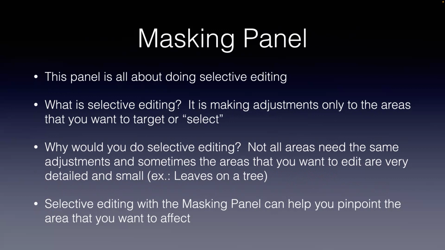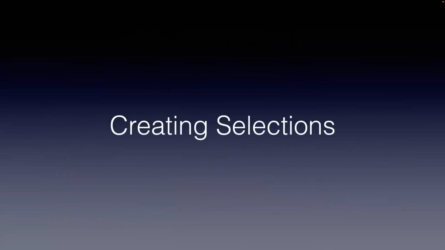We're going to learn how to use the masking panel to really select just the part of that image that you want to edit. Sometimes it can be a very small and detailed area, such as leaves on a tree. You might want to edit that, yet you don't want to affect the background or the sky that's behind it. So we want to be able to just work on the leaves on that tree. Selective editing is the ability to pinpoint just the area that you want to affect.